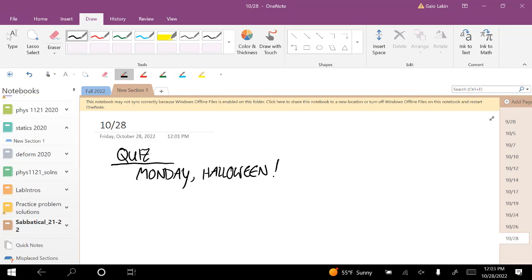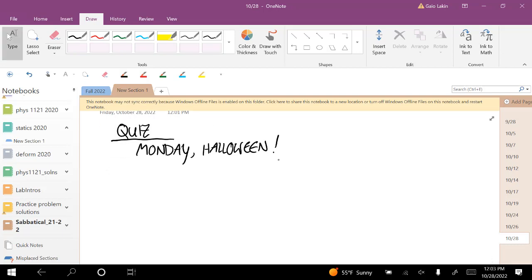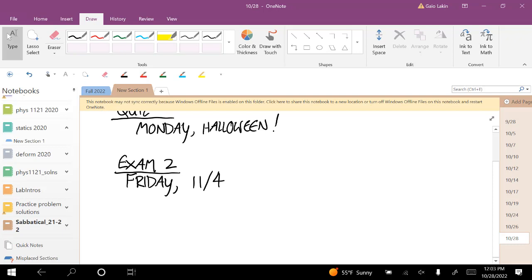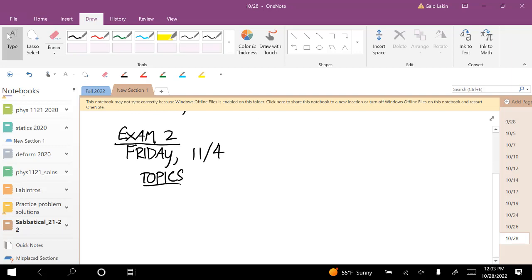Anyways, so quiz on Monday, and then exam. This one I know is exam 2, is Friday of next week. And that I think is the 4th. And these are also cumulative. It's not going to have any internal loads. It's just up through structures.